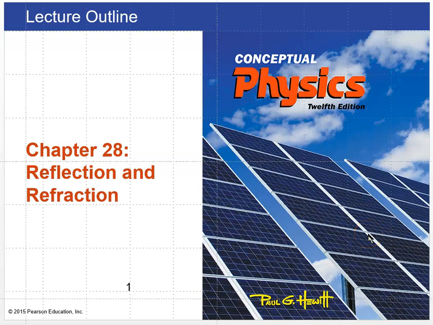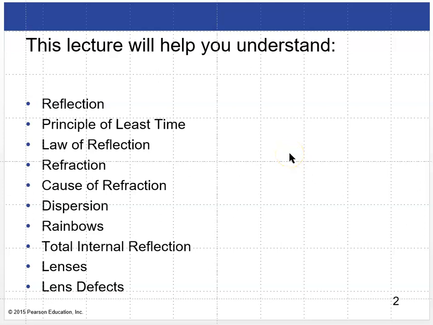Welcome to Chapter 28, Reflection and Refraction. Of course, we're going to talk about reflection and refraction. We're also going to talk about the principle of least time, the law of reflection, the causes of refraction, dispersion, rainbows, total internal reflection, lenses, and lens defects.